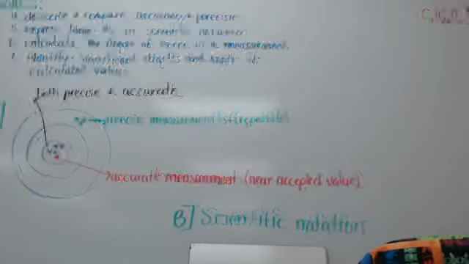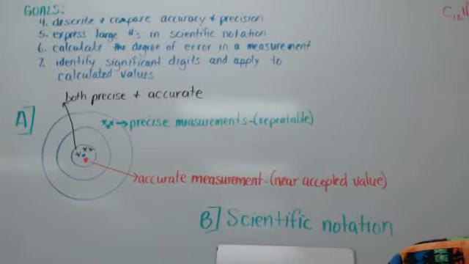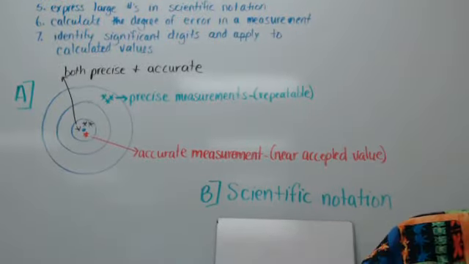So let's take a look on the board, and we're going to zoom in right there. In your notes I would include this under letter A, comparing precision and accuracy. I drew a bullseye there because I would like us to get a picture of what the difference is between these two terms.